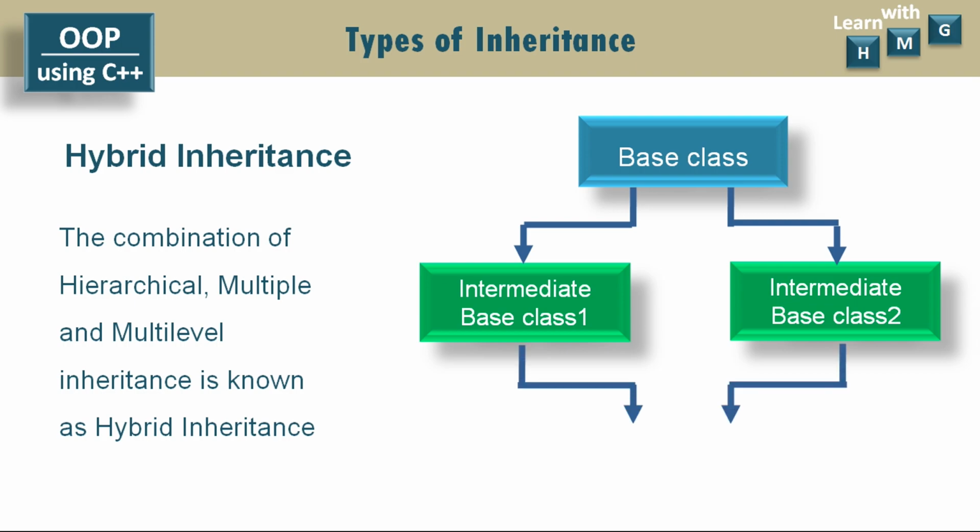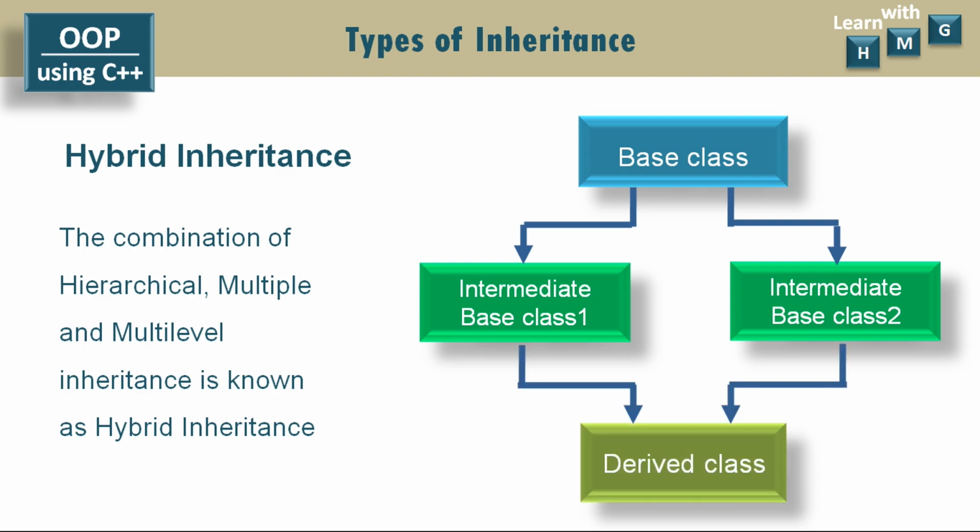Now from intermediate base class 1 and from intermediate base class 2 I am creating one more class, that is derived class. So now here the intermediate base class 1, intermediate base class 2, these are the two base classes, and from this I have inherited the new class, that is a derived class. So these three classes is forming which type of inheritance? It is multiple inheritance type. So in this multiple inheritance there are two base classes, that is intermediate base class 1 and intermediate base class 2, and from these two intermediate base classes one derived class is created. So that is multiple inheritance.